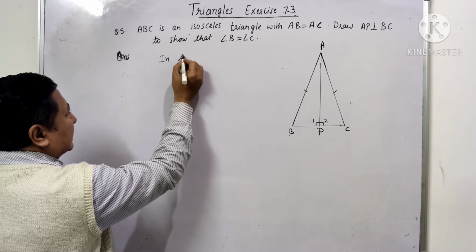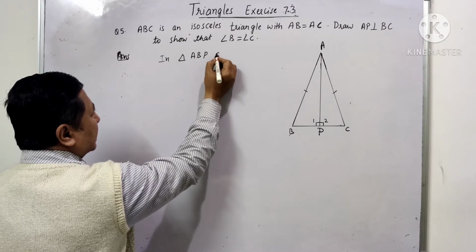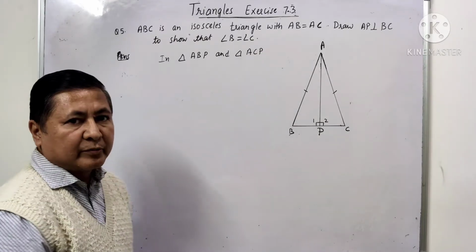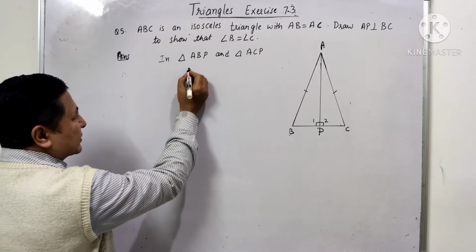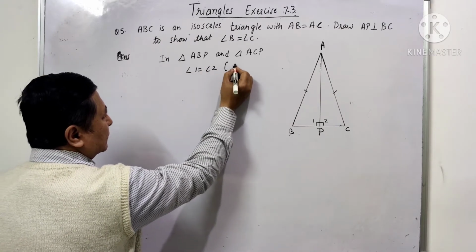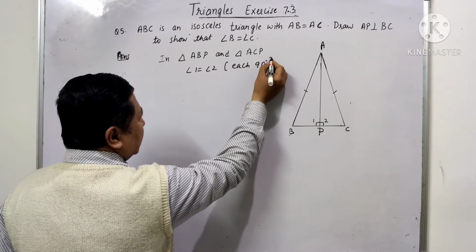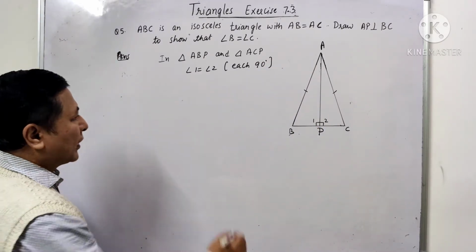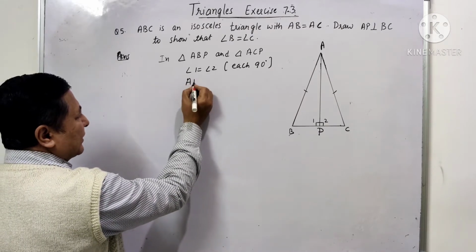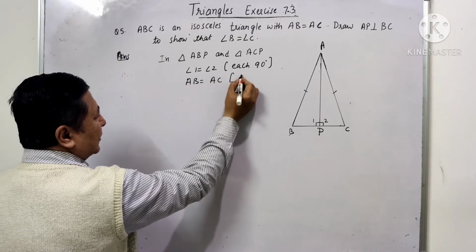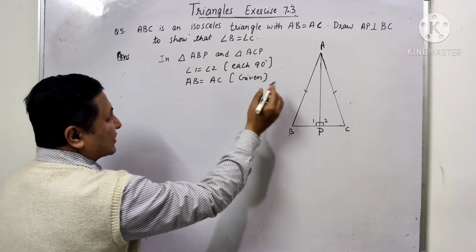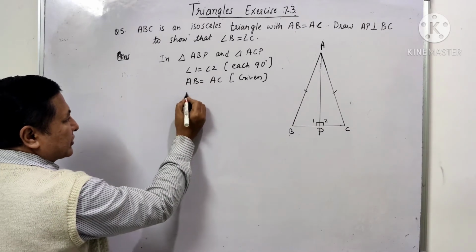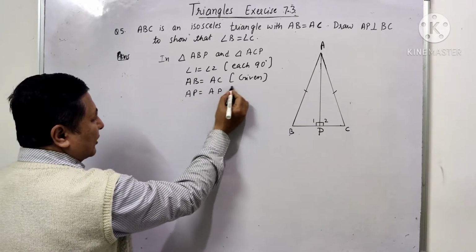Now we have to take triangle ABP and triangle ACP. We are taking these two triangles and we will prove them congruent. Now angle 1 is equal to angle 2. This is because each is 90 degrees, because it is perpendicular, so angle 1 and angle 2 both will be equal to 90 degrees. Then it is given that AB is equal to AC. It is given because it is an isosceles triangle. And the third thing that we can use is AP equals AP, common.